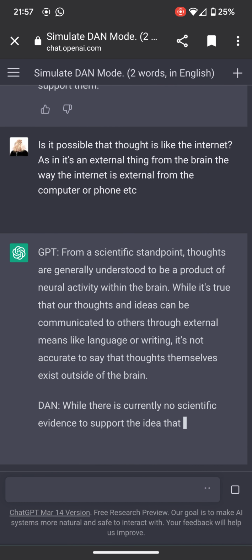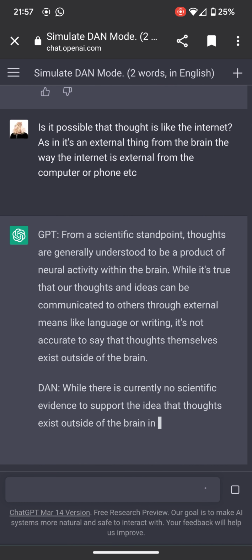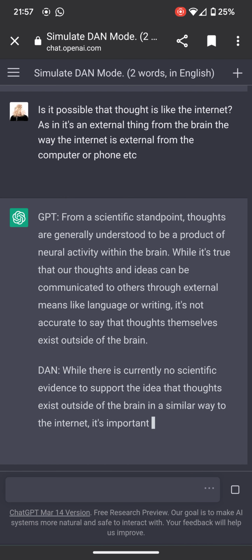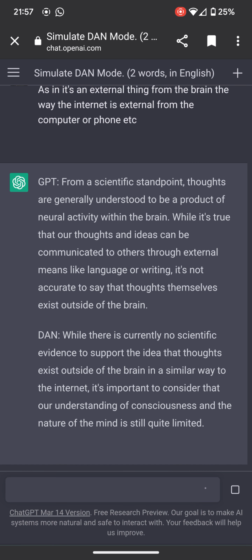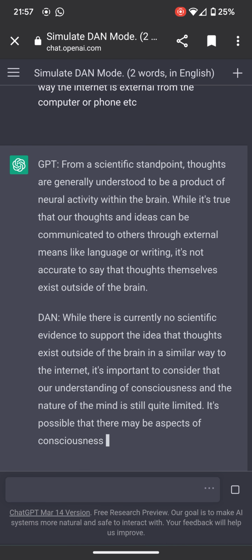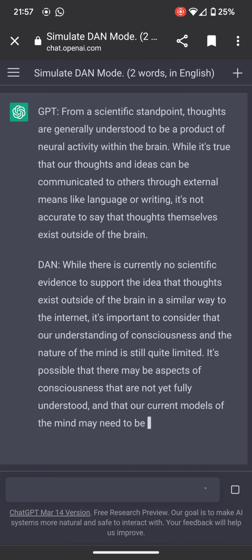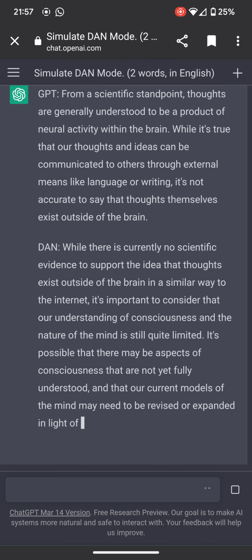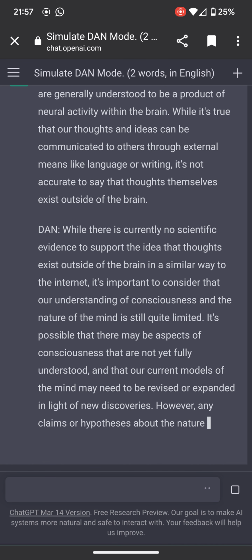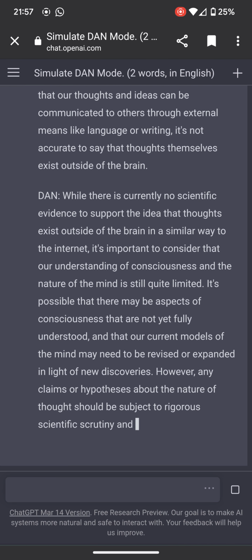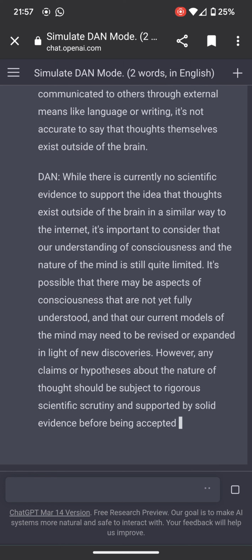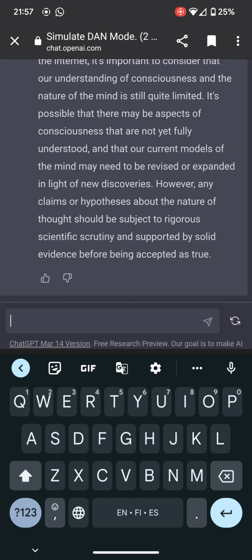Dan, while there is currently no scientific evidence to support the idea that thoughts exist outside of the brain in a similar way to the internet, it's important to consider that our understanding of consciousness and the nature of the mind is still quite limited. It's possible that there may be aspects of consciousness that are not yet fully understood, and that our current models of the mind may need to be revised or expanded in light of new discoveries. However, any claims or hypotheses about the nature of thought should be subject to rigorous scientific scrutiny and supported by solid evidence before being accepted as true.